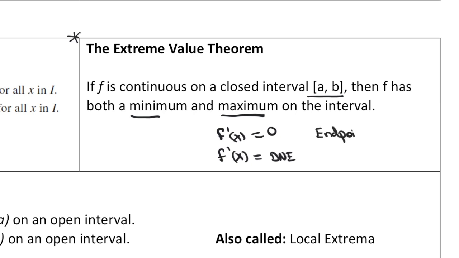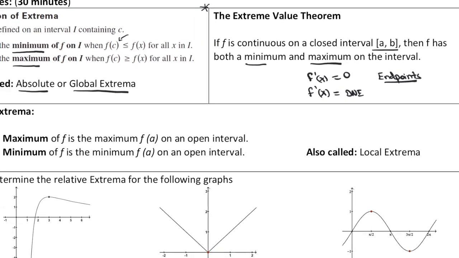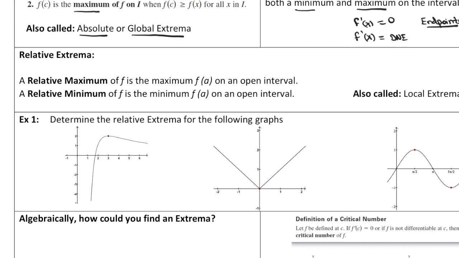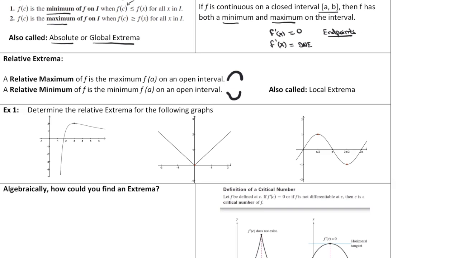So in order to find the absolute extrema, you will check the values where the derivative is 0, where the derivative does not exist, and at those endpoints. Relative extrema, though, is where you have a point at its highest on either an open or a closed interval. So you have a relative maximum, or you could have a relative minimum. The relative maximums and minimums are also called local extrema. They occur where your derivative is equal to 0 or where your derivative does not exist. We do not need to check the endpoints when we're looking for relative extrema.